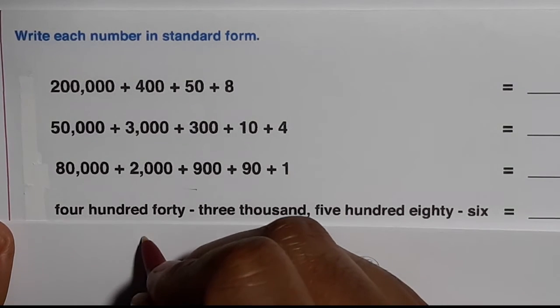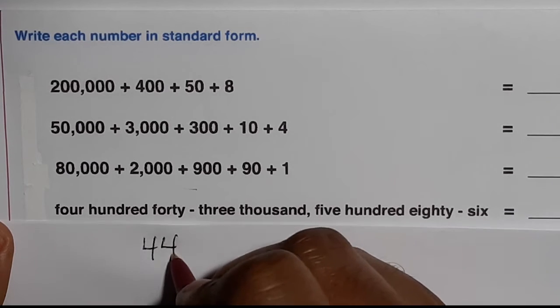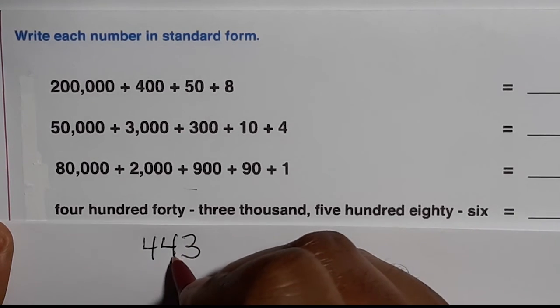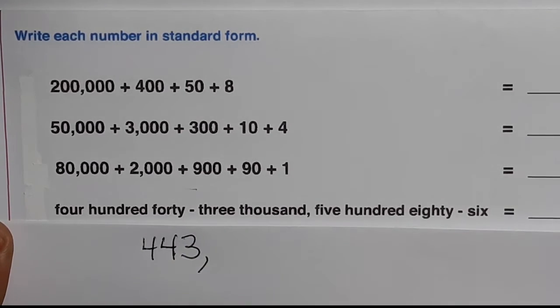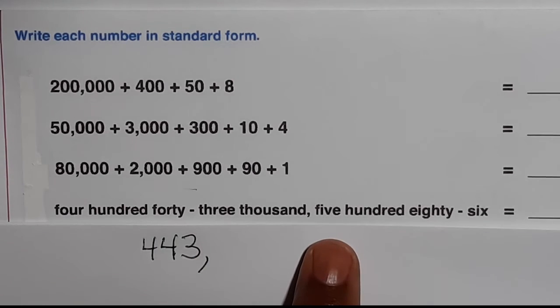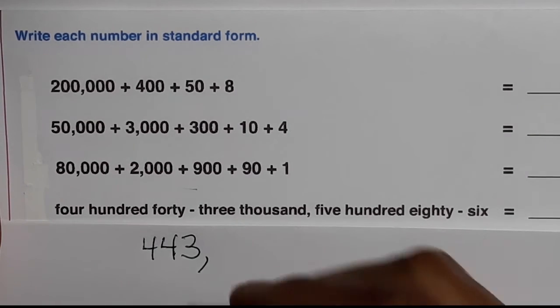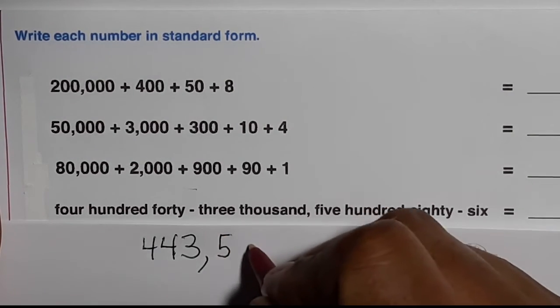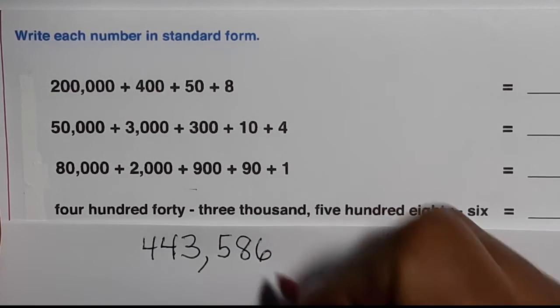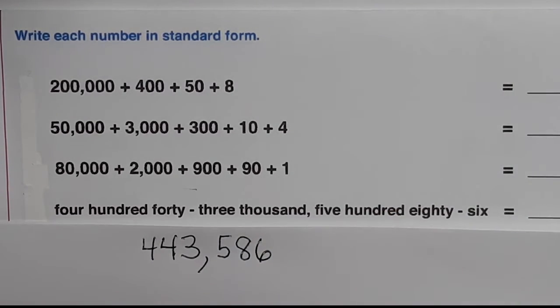443, I would write 443. Then I know a comma has to go after it because it's thousands. And any number that is before thousands has a comma after it. All right? And the latter part is 586. So you would write 586. You write it just the way it sounds.